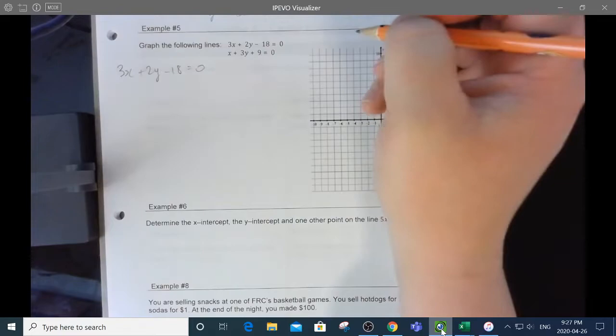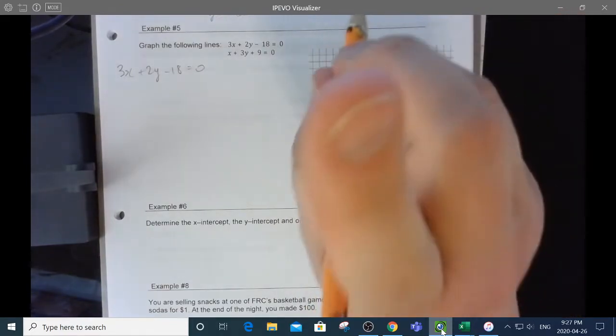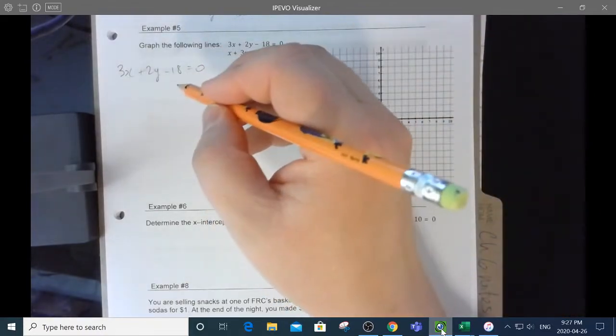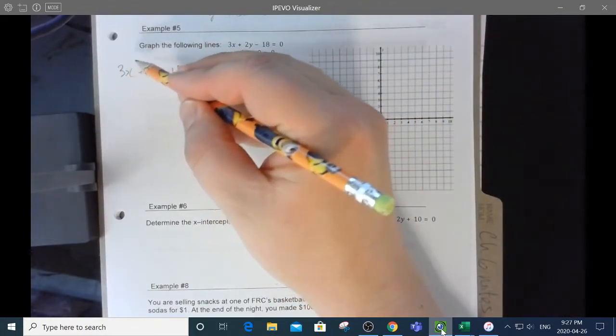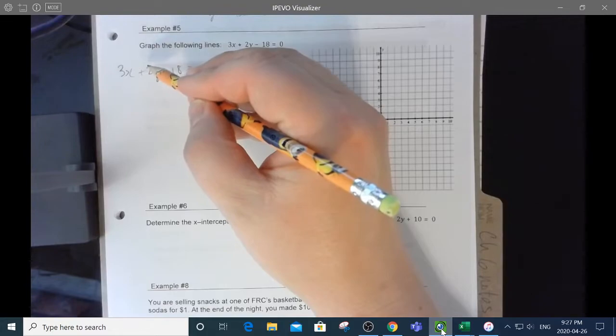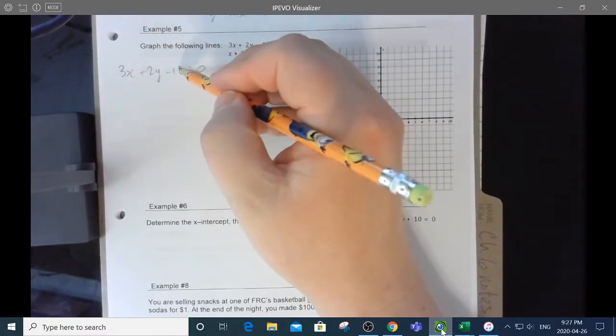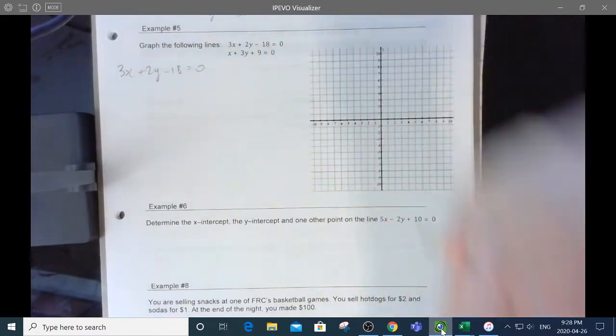I kind of like the table of values one for this one. You know why? Check this out. I think this is true in this next equation too, but it's true in this one as well. Notice that these coefficients are factors of this constant. Right? 3 goes into 18 6 times, 2 goes into 18 9 times.